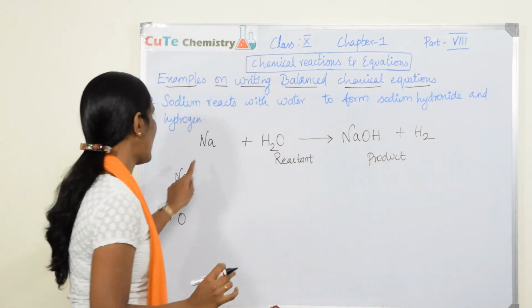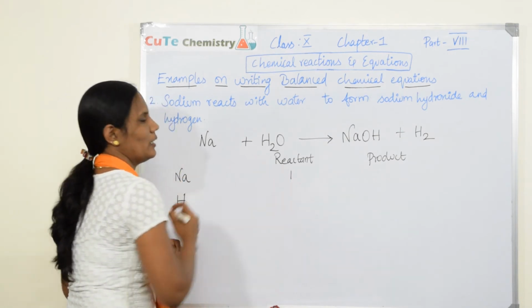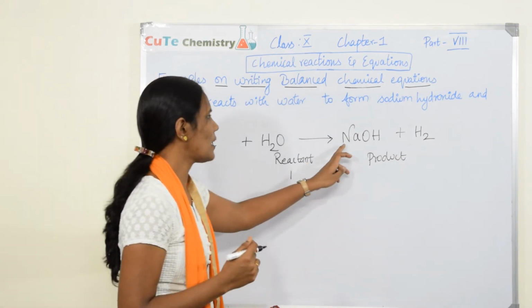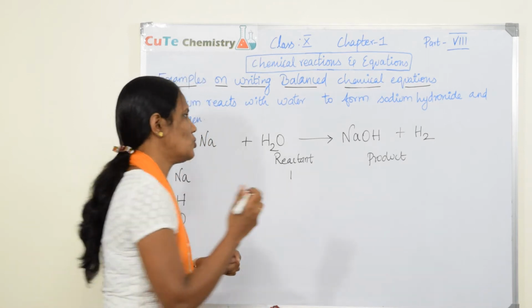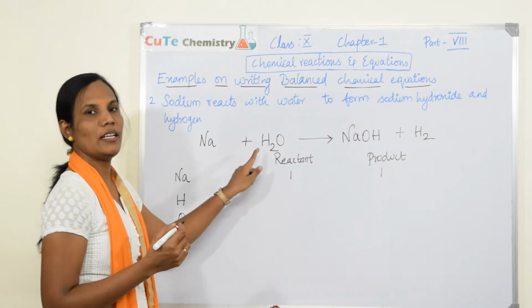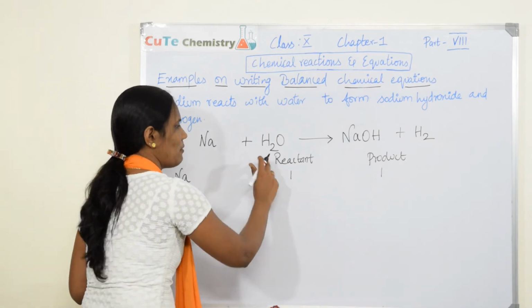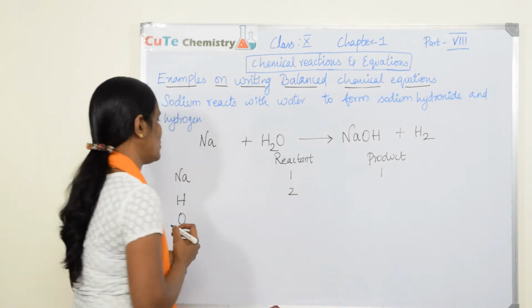Now on the reactant side we have only one sodium atom, so it is 1, and on the product side also we have only one sodium atom. Next is hydrogen. On the reactant side we have two hydrogen. The subscript of hydrogen is 2, so we have two hydrogen atoms.